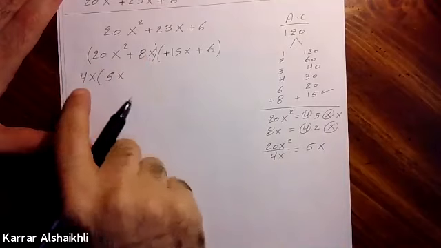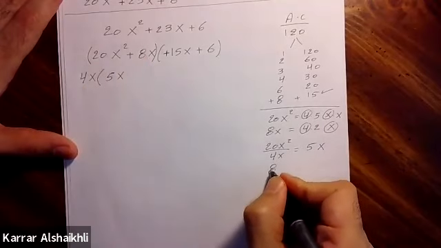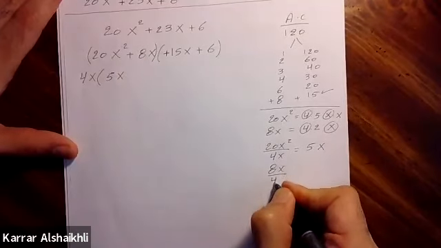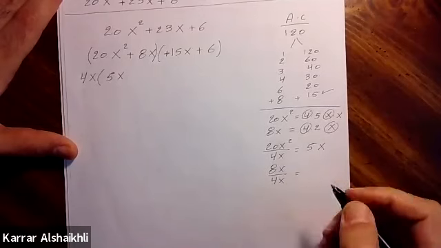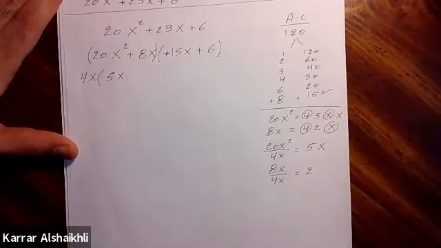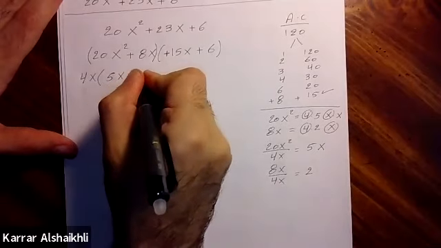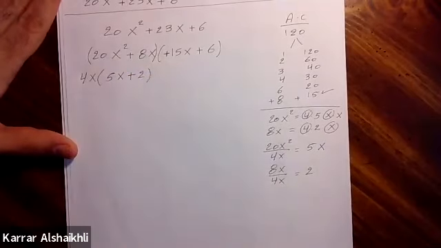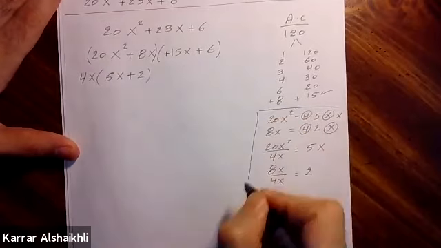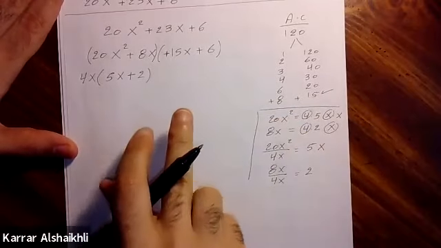8x divided by 4x. 8 divided by 4 is going to be 2. Cancel the x, so just plus 2. Close the parentheses. We're done from the first one. Let's go ahead and work on the second one.